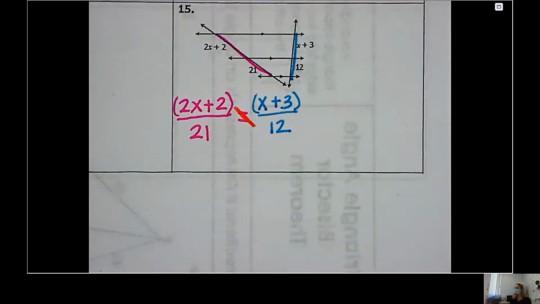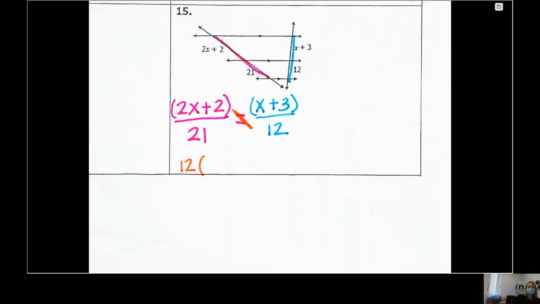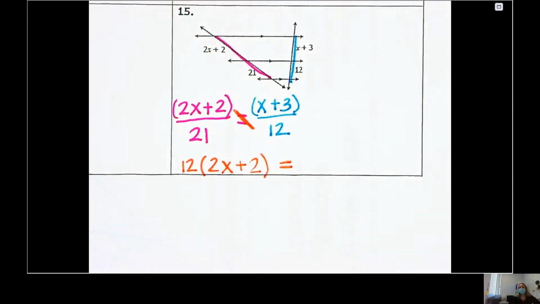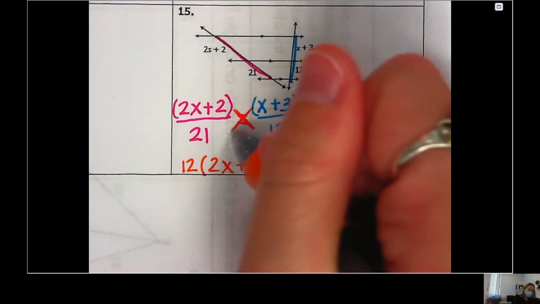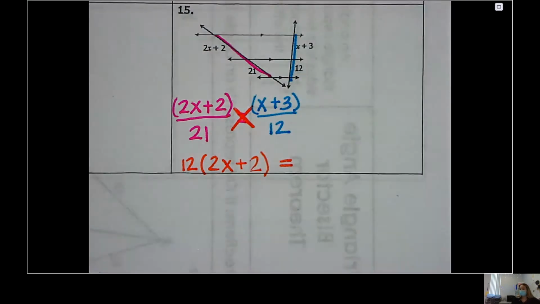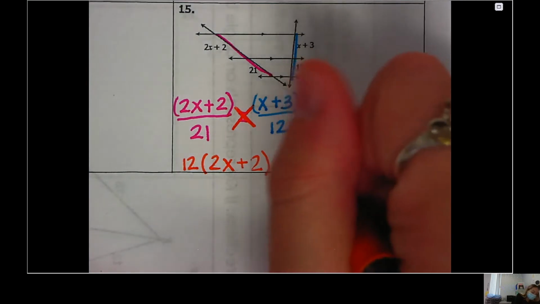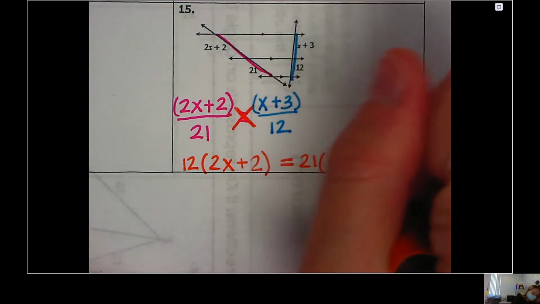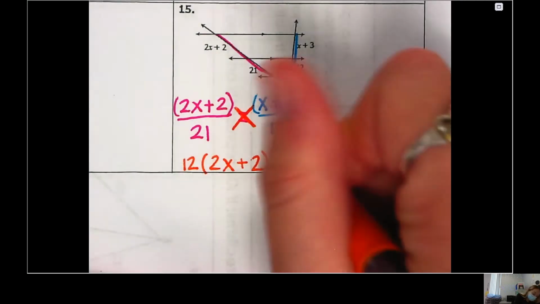Now, when I multiply them, I always take the number that's by itself. I'm going to put it first so that I remember to distribute it. So I'm going to put 12 times parentheses 2x plus 2. And I'm going to set that equal to what? 21 times x plus 3. Good. And now it's an algebra problem.